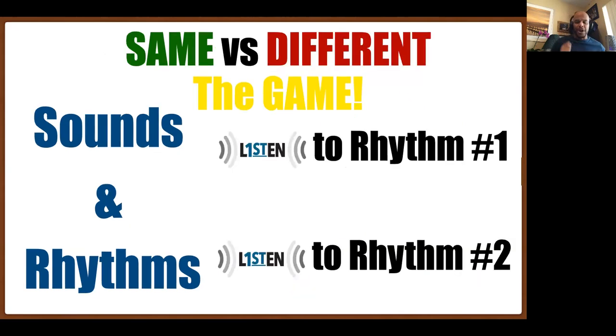Here we go. Number 2. Let's see what you can do. Listen to the 2 rhythms. Rhythm number 1. Apple, tree, tree, tree. Rhythm number 2. Tree, apple, apple, apple.